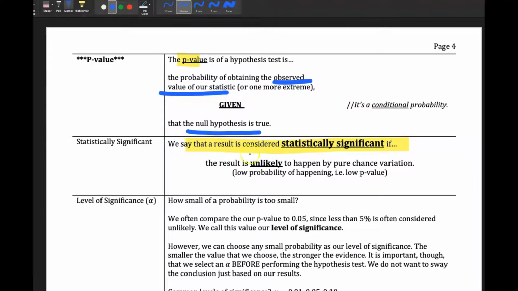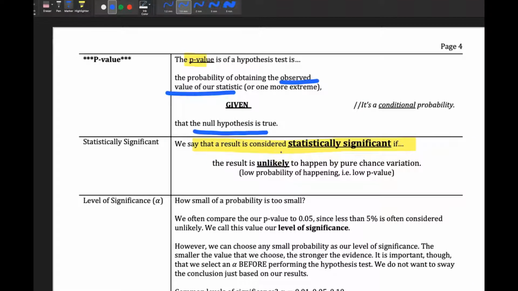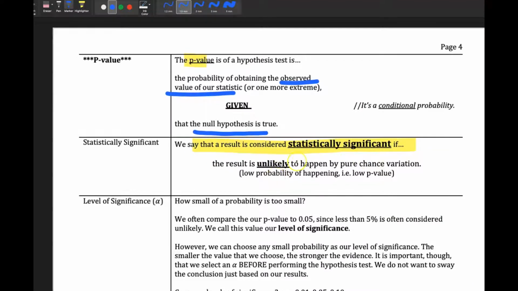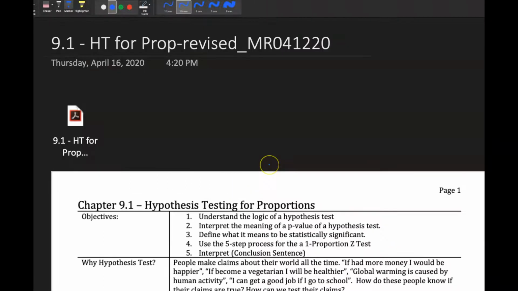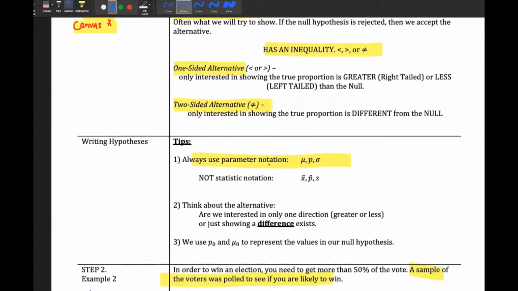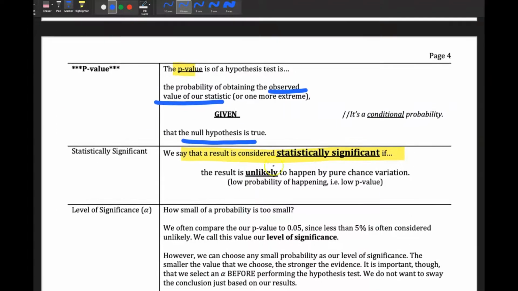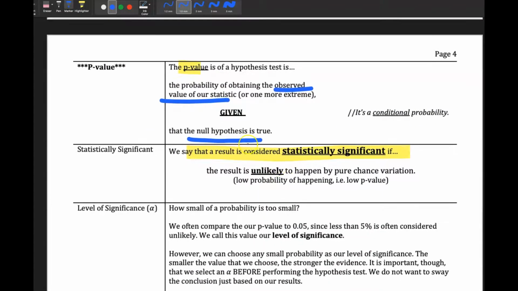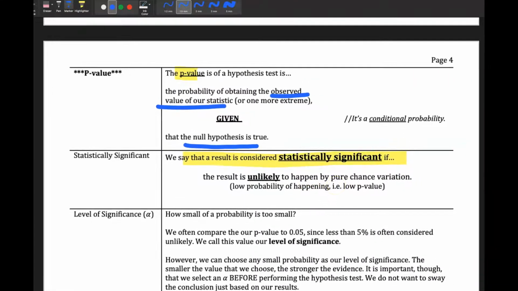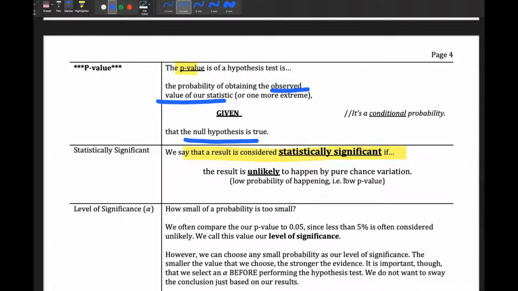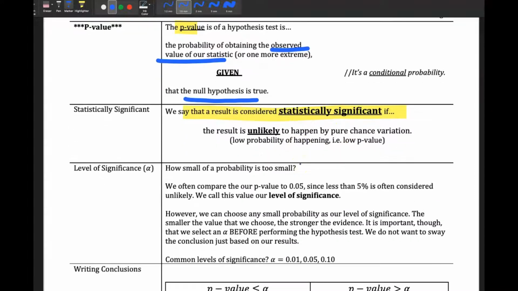So we'll say that the result is considered statistically significant if the result is unlikely, meaning that the sample data that we got is unlikely to occur under the given situation, the claim, under the stated population parameter, in this case the proportion of 85%. We say then the data, or results, are statistically significant.